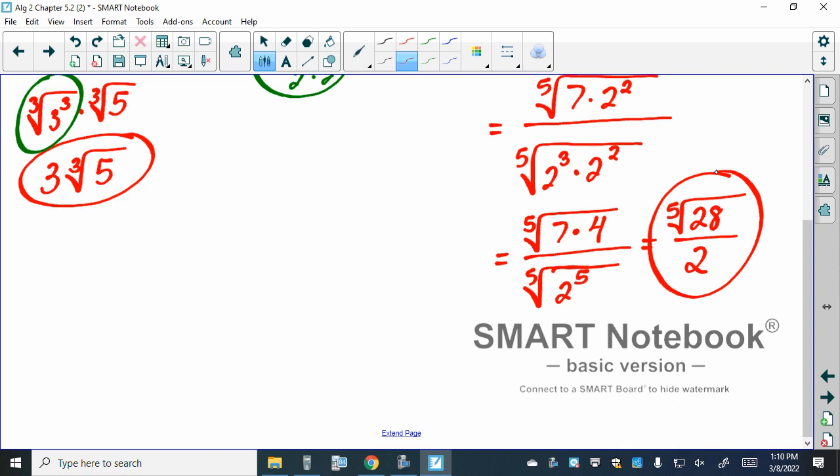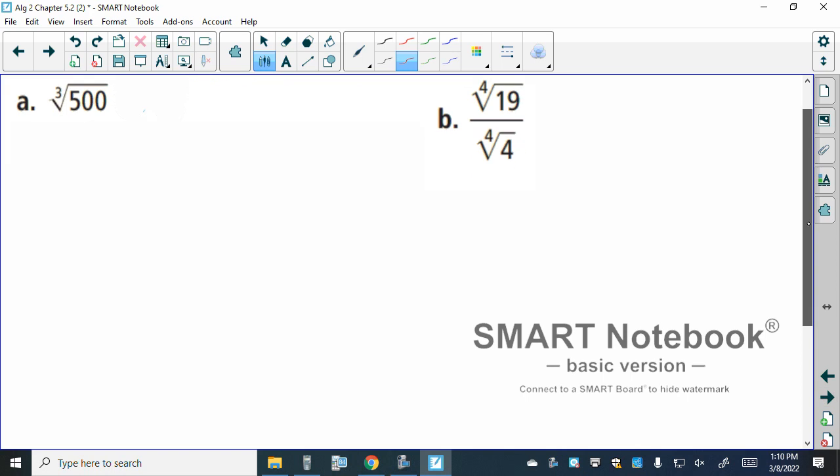Questions on this? Let's look at one more of these here with the division, because I feel like the cubed root of 500 is something that y'all are more or less comfortable with. The division one, not so much.